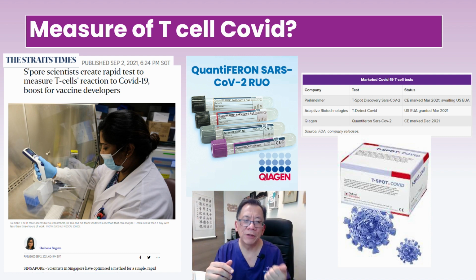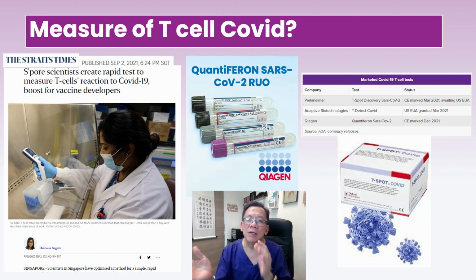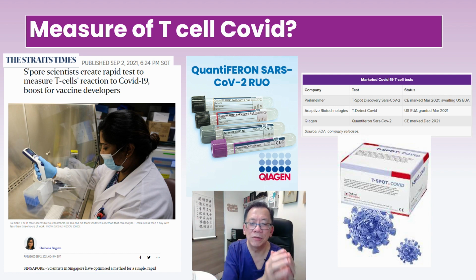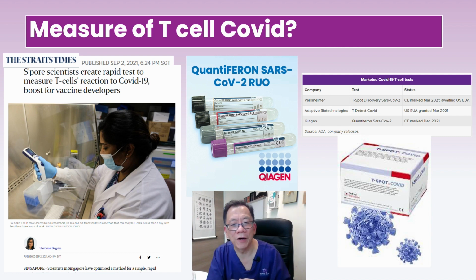The one on the left, Straits Times, actually reports Singapore scientists who created a rapid test to measure the T cells reaction to COVID-19. It is great because immediately, not only do you measure the amount of antibodies, which is very easy to do, you can measure the T cells reaction and hence the immunity thereafter.